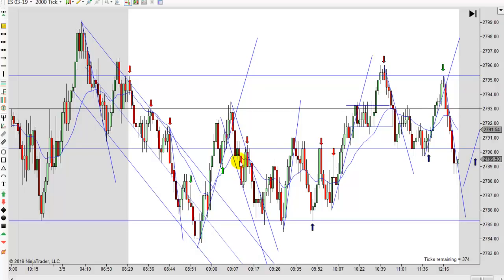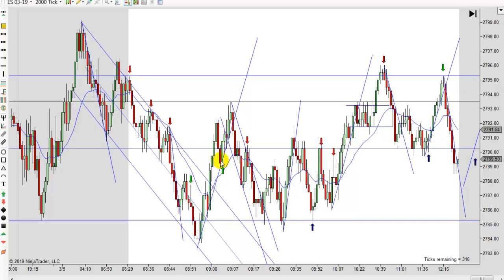But anyway, I had a little interruption there, and I think this was the last trade we talked about. You would figure we're probably headed back to test these highs. Didn't turn out that way, but we move up.